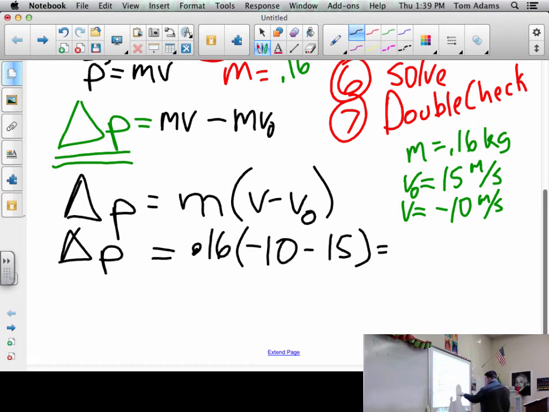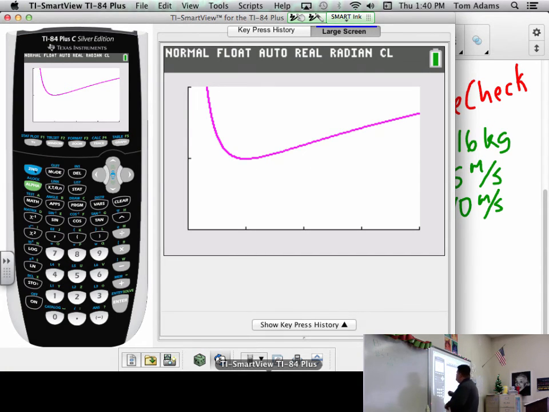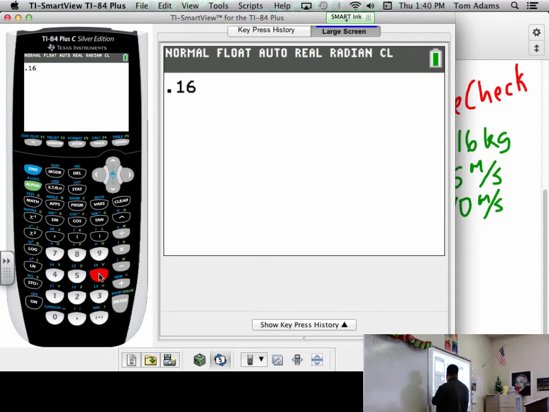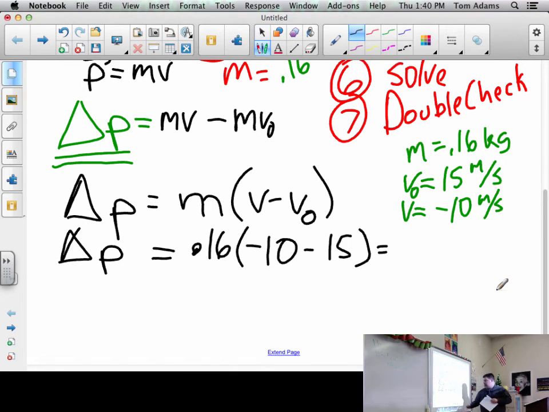So now my change in momentum, if you crank through all the math, what is negative 10 and negative 15? Negative 25. And then when I multiply that by 0.16, what do you get? Somebody do that on their calculator. I guess I have a calculator right here, actually. Negative 4. Okay, yeah, that's right. I'm thinking of a different problem. All right, so 0.16 times negative 25, I get negative 4. So that's the answer.